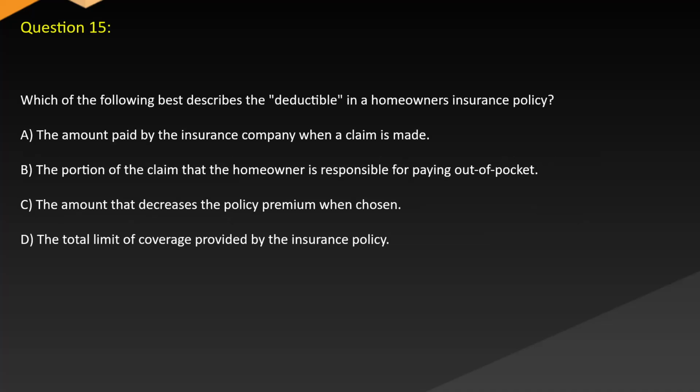Question 15. Which of the following best describes the deductible in a homeowner's insurance policy? A. The amount paid by the insurance company when a claim is made. B. The portion of the claim that the homeowner is responsible for paying out of pocket. C. The amount that decreases the policy premium when chosen. D. The total limit of coverage provided by the insurance policy.